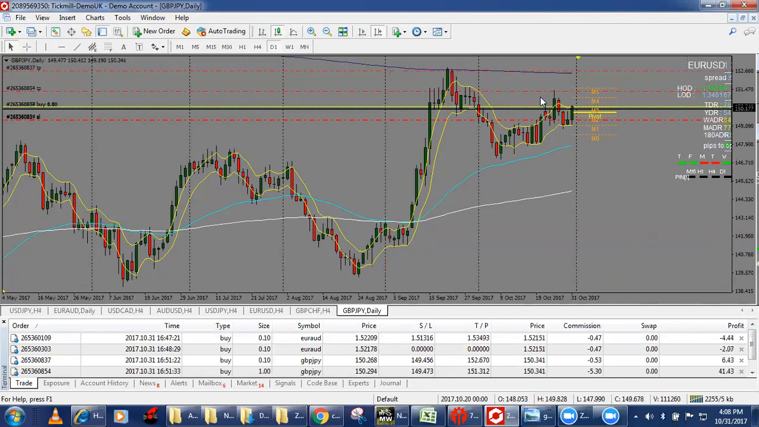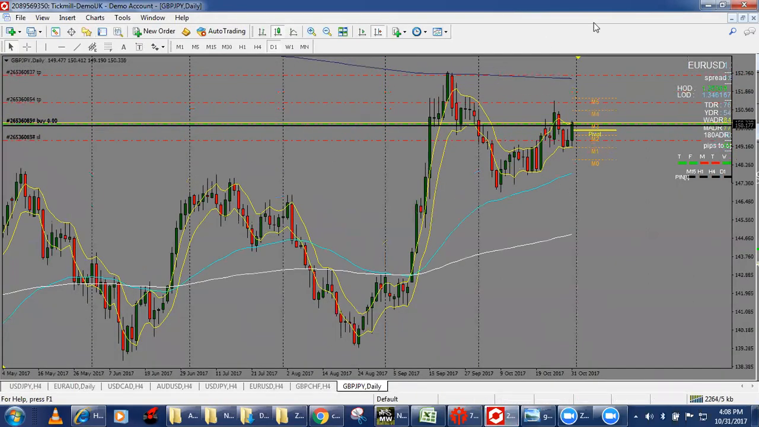So that's how I trade this strategy. Let me know what you think, guys. Then you can try it, demo it, then see how it works.